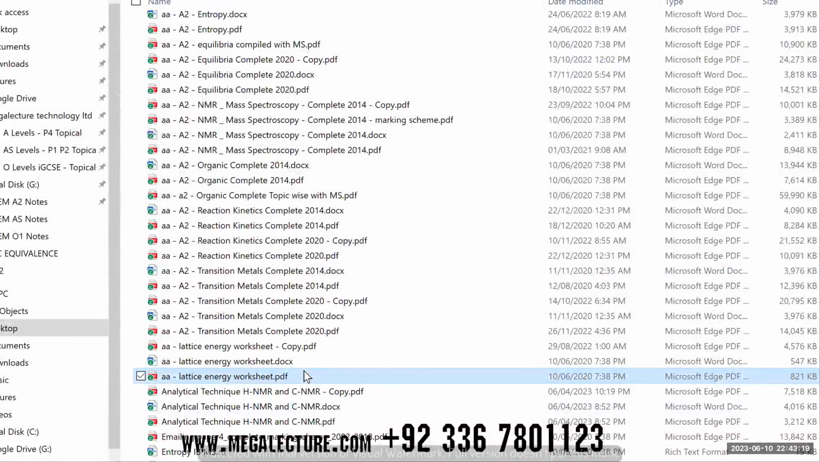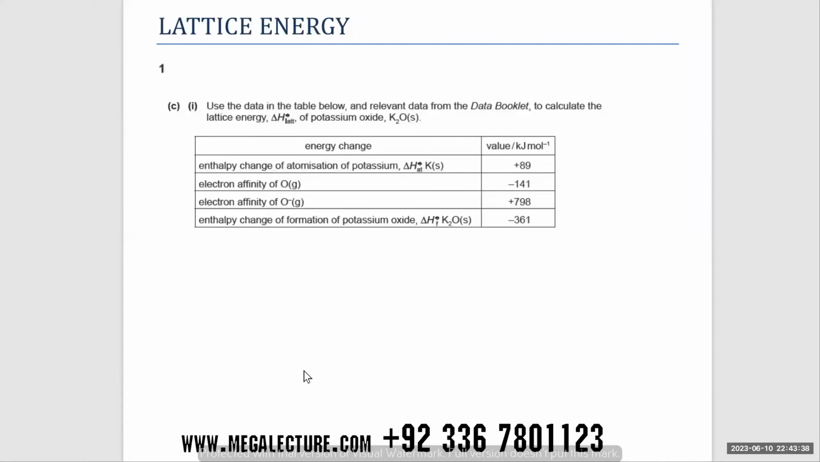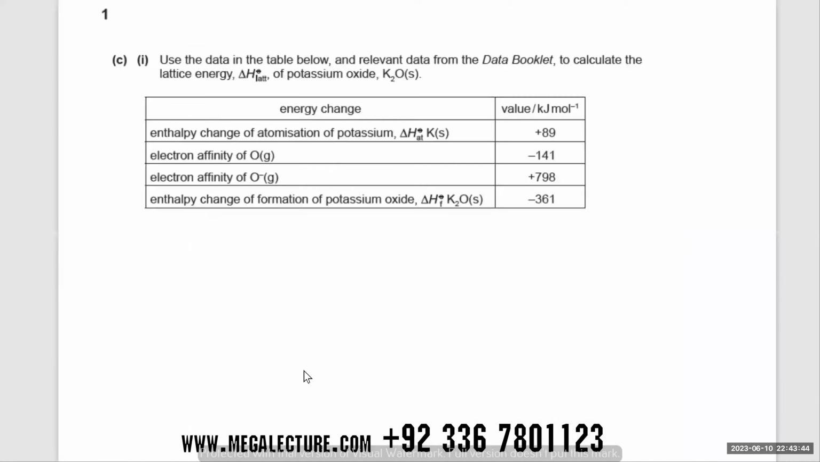So I'll do one question now, and yeah, this one. What they're saying is they've given us some data, and we use relevant data from the data booklet to calculate the lattice energy for potassium oxide. So we have to calculate the lattice energy of potassium oxide, right?